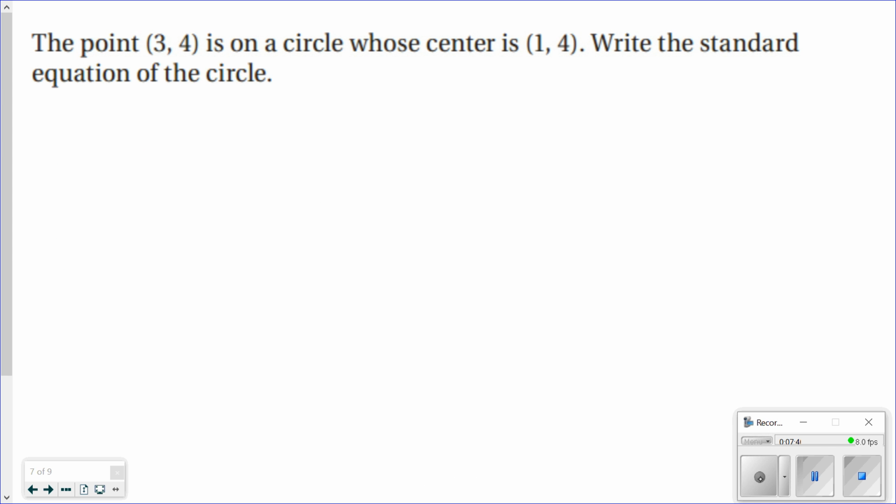The point 3, 4 is on a circle whose center is 1, 4. Write the standard equation of the circle. All right, so once again, I don't know my radius here, so I'm going to need to use the distance formula to find my radius. Let's call this x1, y1, and we'll call this guy x2, y2.